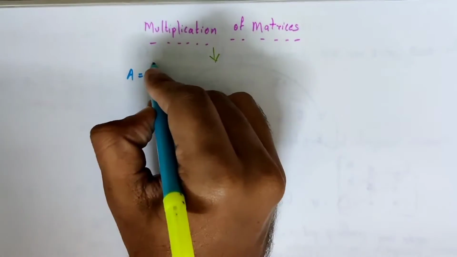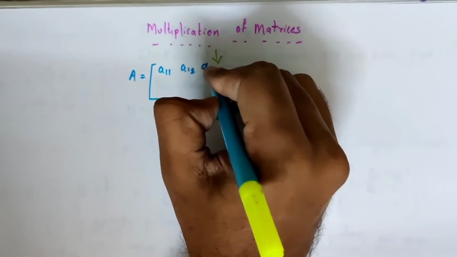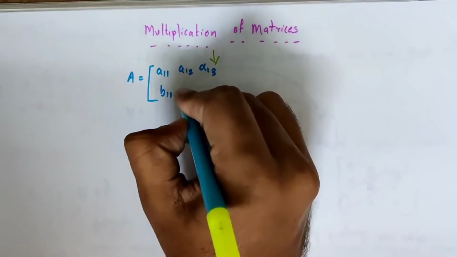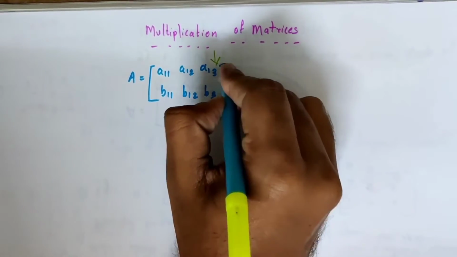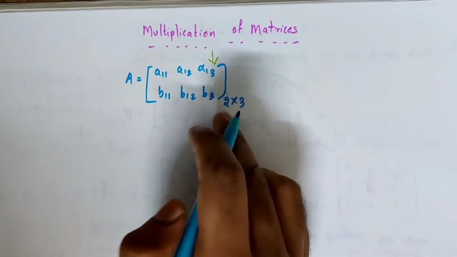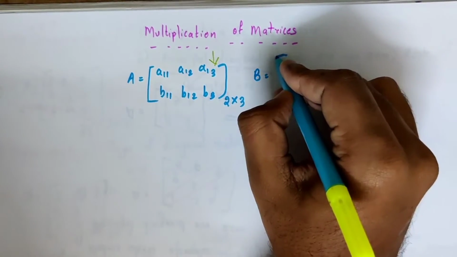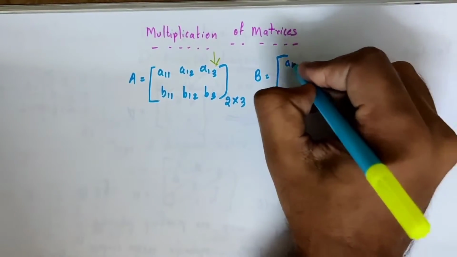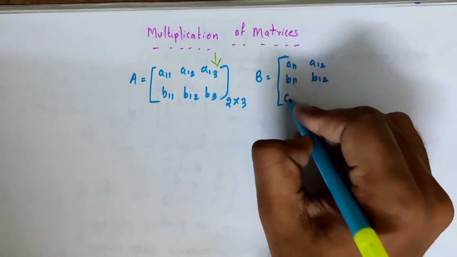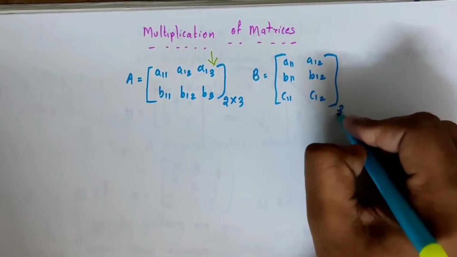Let us consider a matrix A whose first row is A11, A12, A13, and in the second row we have B11, B12, B13. The order of this is 2 cross 3. It means it has 2 rows and 3 columns. I consider another matrix B, with rows A11, A12, B11, B12, C11, C12. This is my second matrix, and the order of this matrix is 3 by 2.